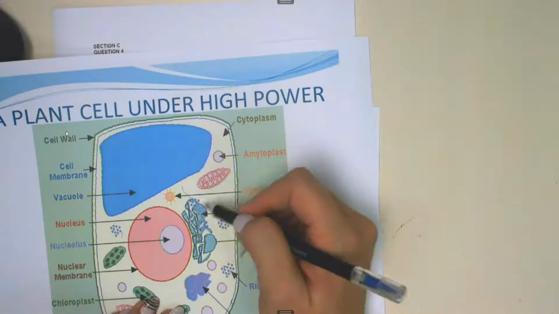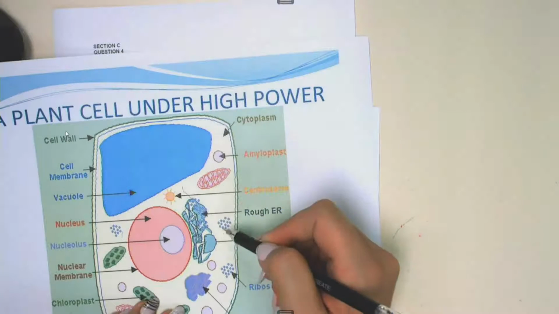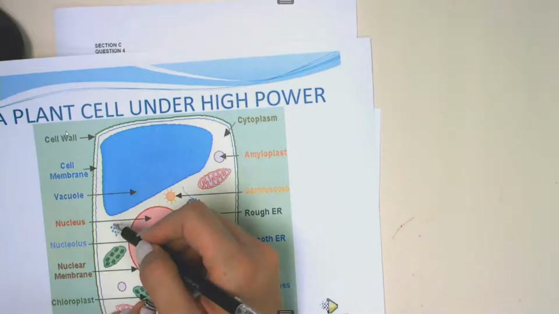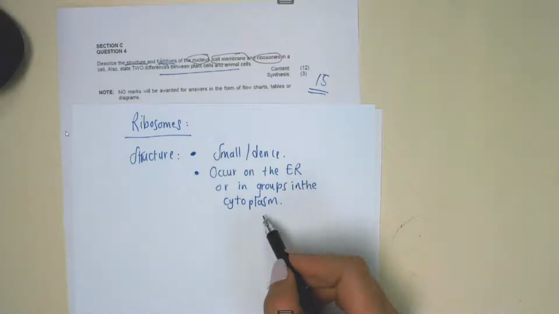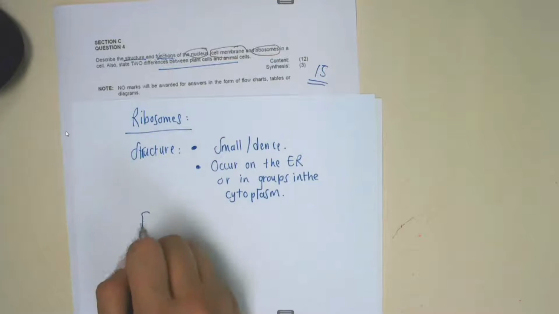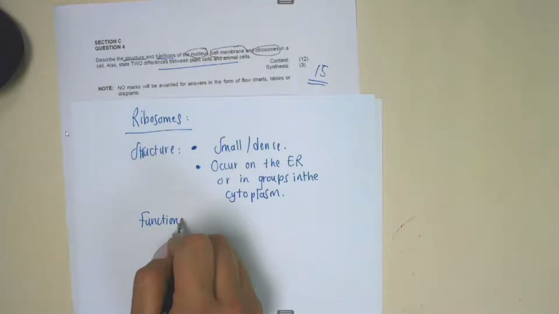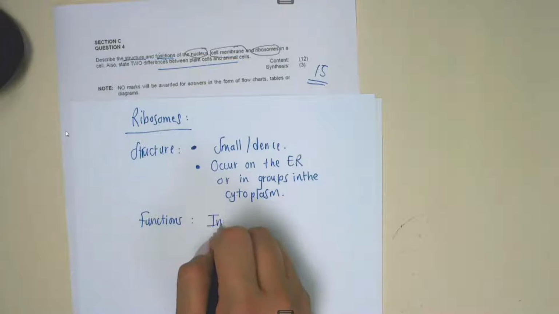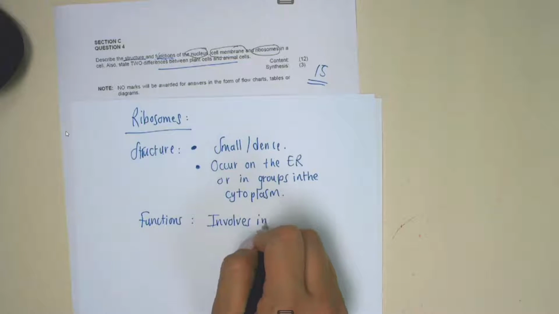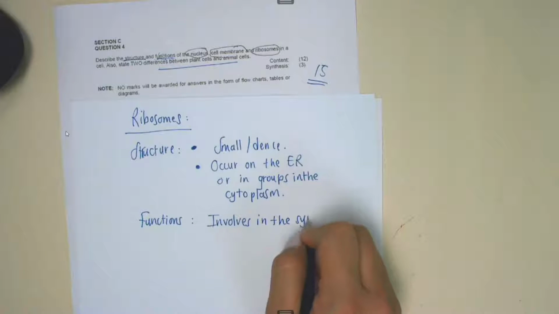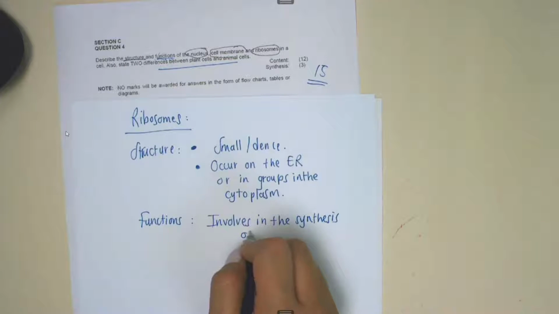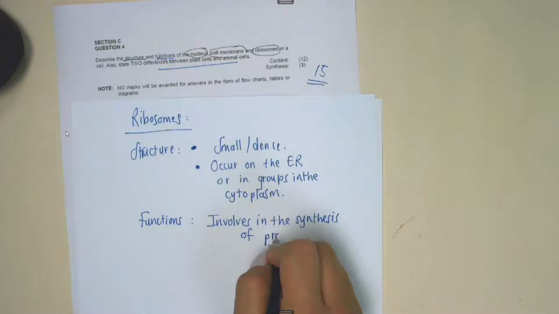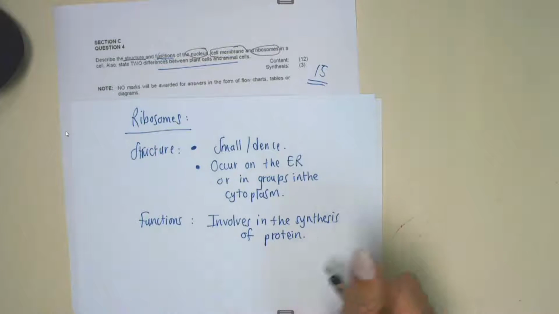Remember our cell drawing, if I bring it in again, they are on the rough ER. Do you see they are in bundles everywhere inside the cell? So they occur in a group inside the cytoplasm. What is the function of the ribosomes? The function involves the synthesis of proteins. Now please, for the synthesis of proteins, you just learn that that is what they do.